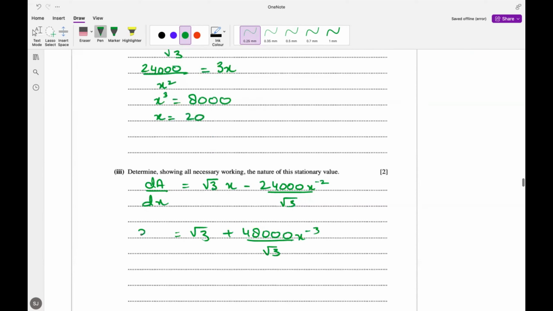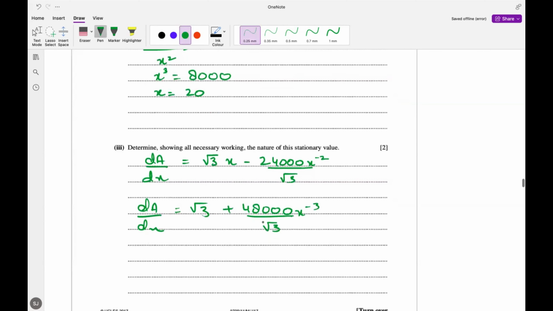Now we'll substitute the value of x equals to 20 over here, but as we know that they're both adding up, so the second derivative will be positive in any case. It will be greater than 0, which means that the nature will be minimum. It means the curve will have a minimum point.